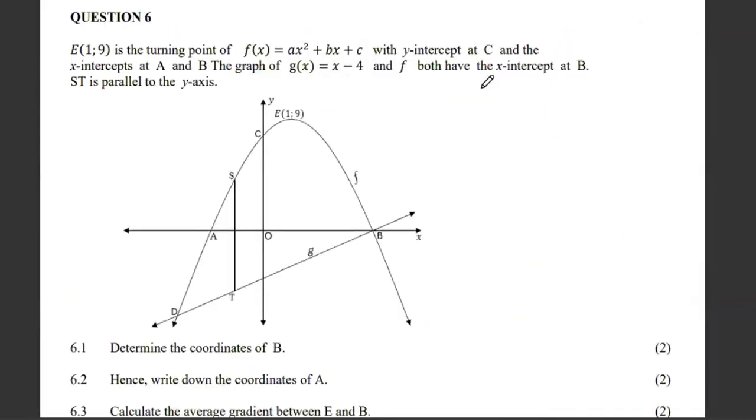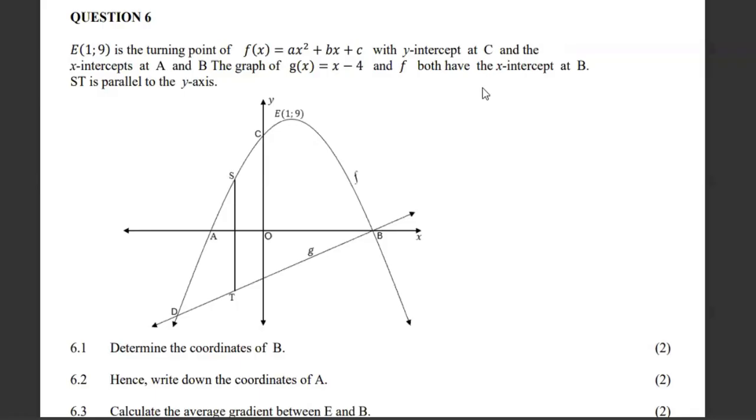Then question number 6. E is a point, which is a turning point for the parabola with the y-intercept at C and the x-intercepts at A and B. The graph of g is y equals x minus 4. Both have x-intercepts at B. ST is parallel to the y-axis. They want us to get the coordinates of B.